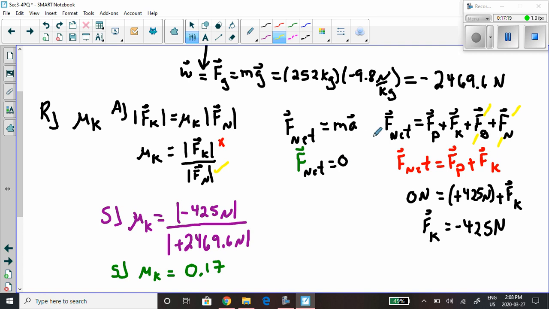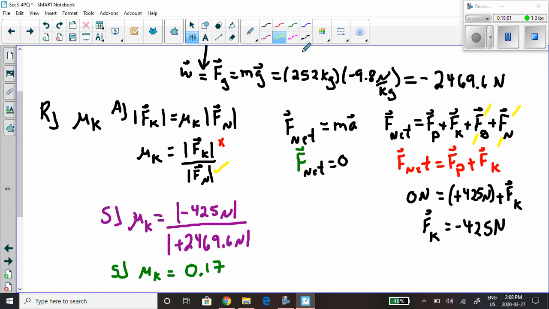As I mentioned many times now, the key to solving many dynamics problems is to write down Newton's second law, the most important equation in physics, F net equals ma, and also the other part of the law, that the net force is equal to the sum of all forces acting on the object. Well, on the object, there's the push force, the force of kinetic friction, the force of gravity, and the normal force. And as we've done many times now, the force of gravity and the normal force cancel out. So we're left with the net force equal to the push force plus the force of kinetic friction.